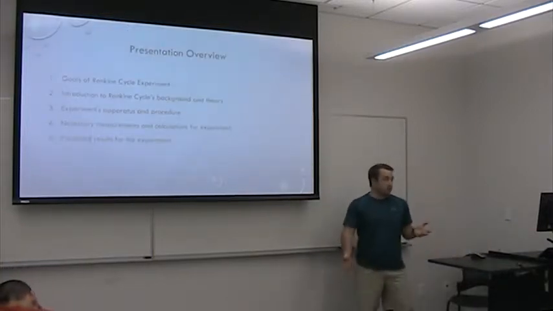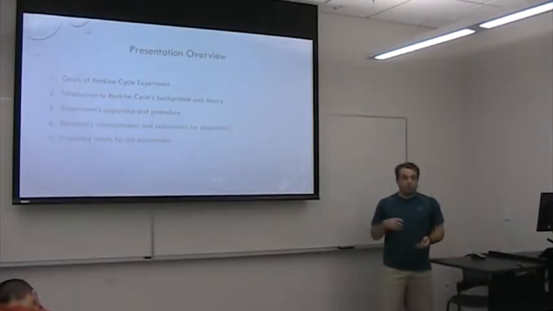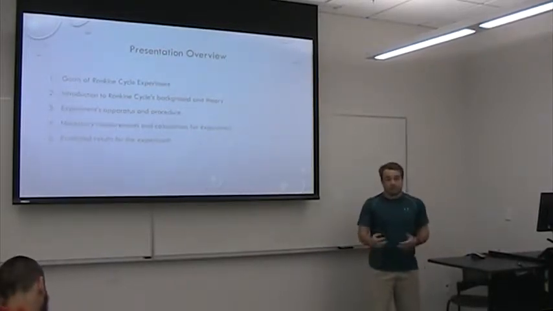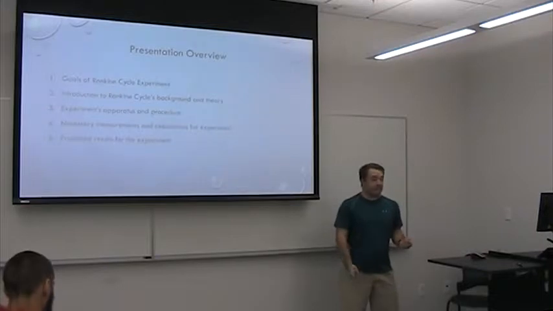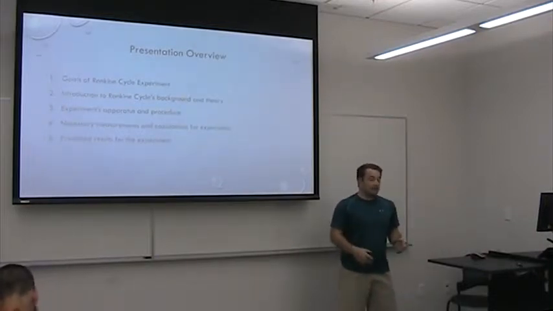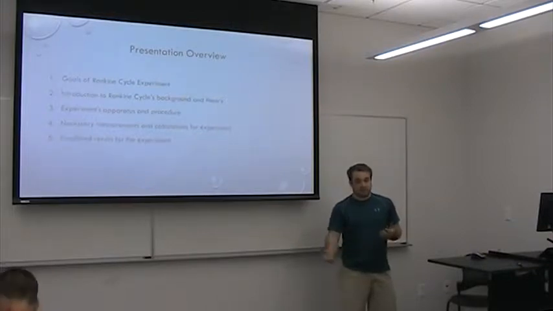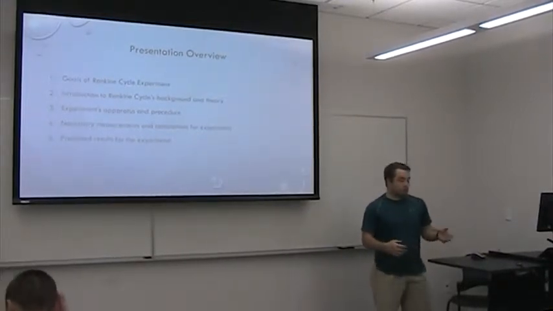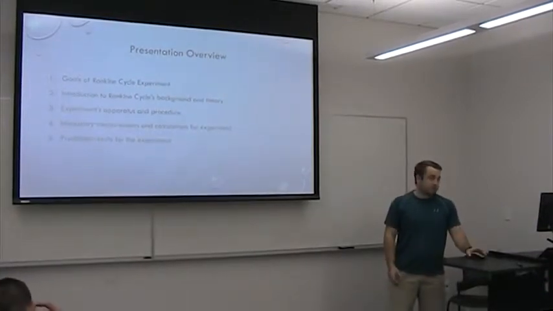First, a quick overview of what we'll be going over. We'll be going over the goals and objectives of the experiment, an introduction to the background and theory of the Rankine cycle, the experiment apparatus and procedure, then the necessary measurements that we'll have to take during the experiment, and then just a quick look at the projected results of the experiment.